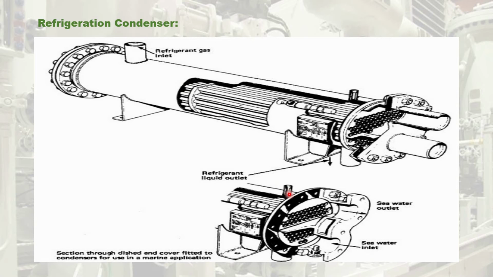Here you can see the flow of seawater is always from the bottom, and the outlet of seawater is always from the top. This is to ensure proper cooling and maximum efficiency of cooling by the heat exchanger, which is a condenser, to take away the maximum heat and also ensure at the outlet of the condenser the refrigerant is in liquid form.